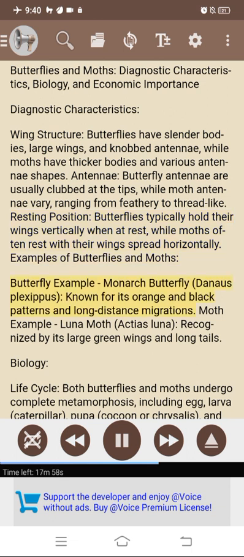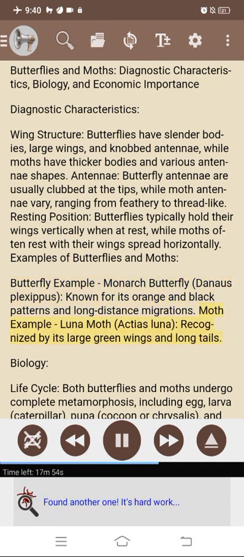Examples of butterflies and moths. Butterfly example. Monarch butterfly, Danaus plexippus, known for its orange and black patterns and long-distance migrations. Moth example. Luna moth, Actias luna, recognized by its large green wings and long tails.